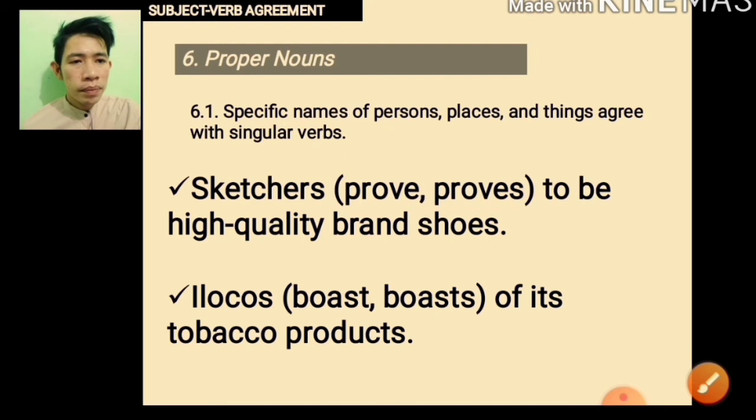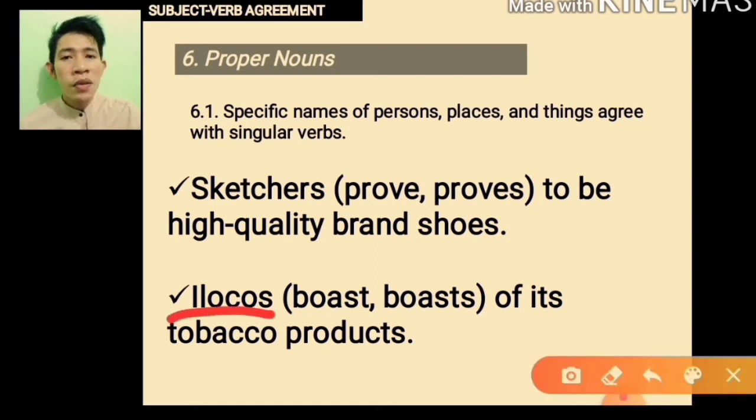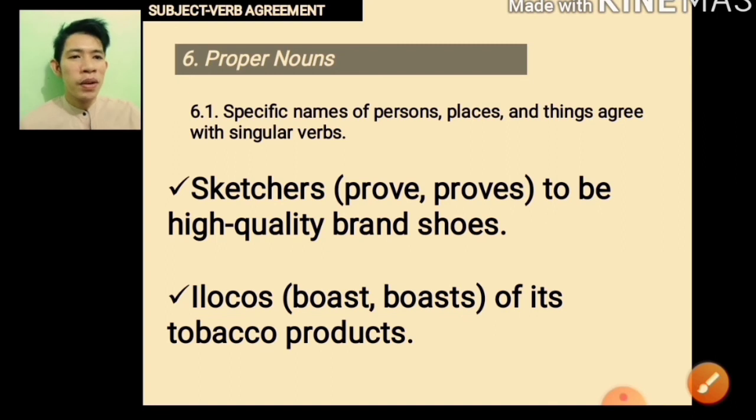Another example. Ilocos boasts of its tobacco products. So in this case, our subject is Ilocos, tama? Now, singular siya or plural? Again, ano ang Ilocos? Singular siya. That is a proper noun, specific name of a province. Province ba ang Ilocos? Perhaps, di ba? So, since Ilocos is a proper noun, the verb that we'll be using is singular verb. At kapag singular verb, meron siyang S. Boasts. So, Ilocos boasts of its tobacco products. That's a proper noun.